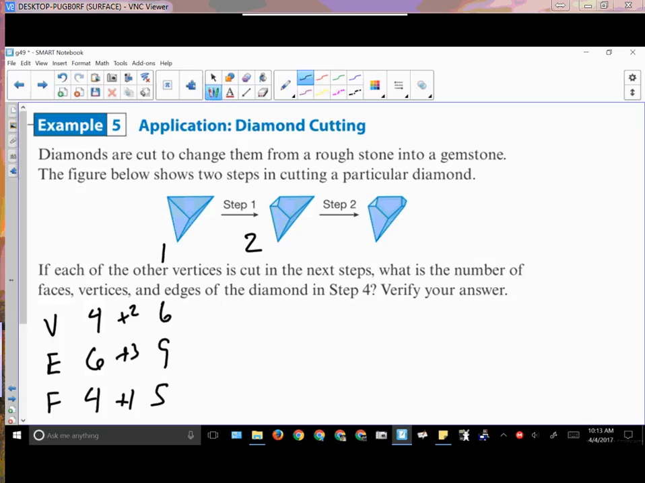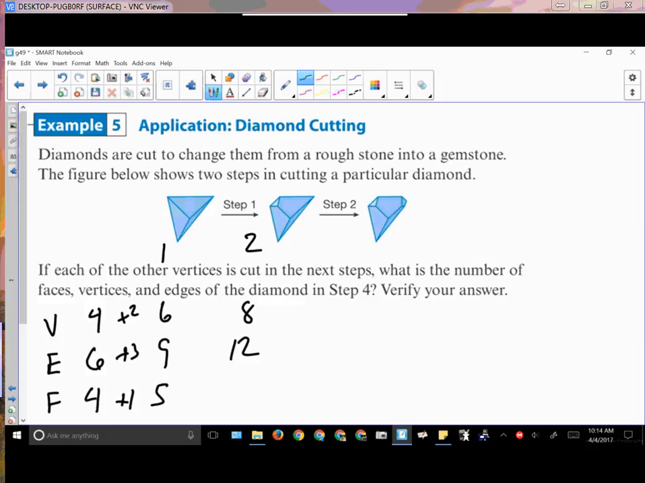So if the rule is add 2, there should be 8 here, right? So let's count this out now. 1, 2, 3, 4, 5, 6, 7, 8. Hey, that worked out just right. So here the rule is adding 3, so that means I should have 12 edges now, correct? Let's see if that actually worked out. I've got 1, 2, 3, 4, 5, 6, 7, 8, 9, 10, 11, 12. Oh, that worked out right. So I counted that out right.